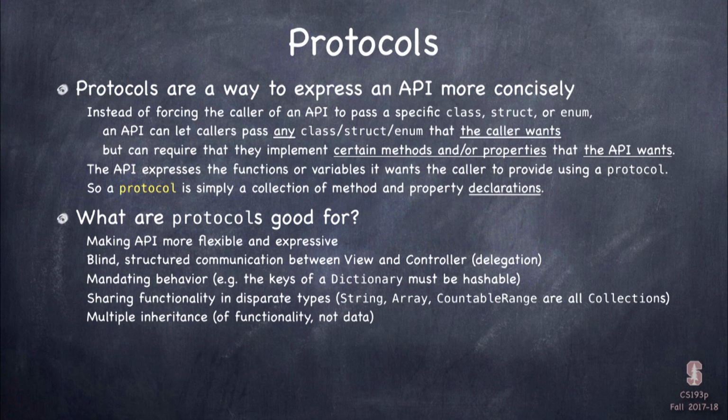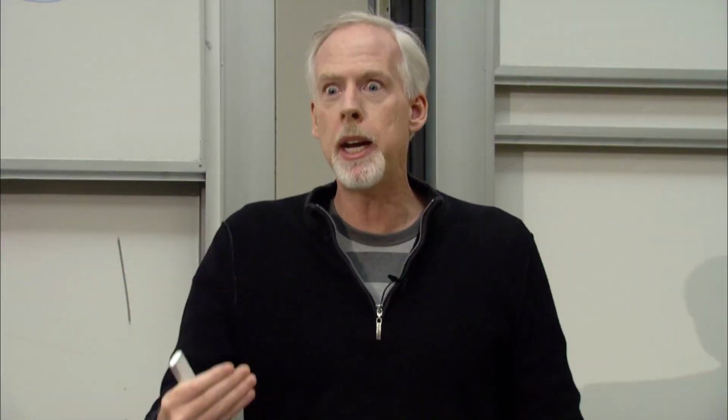And protocols is how we make that work. It's also great for mandating behavior. For example, a dictionary is a hash table. Raise your hand if you know what a hash table is when I say that. Okay, everybody, good. So it's a hash table, so the keys of a dictionary clearly have to be hashable, right? You have to be able to get a hash value, otherwise you can't hash them and put them in as the keys of this hash table. Well, protocols let us define dictionary in a way so that we don't use any keys that aren't hashable. Okay, so mandating behavior of hashability, for example, of the key.